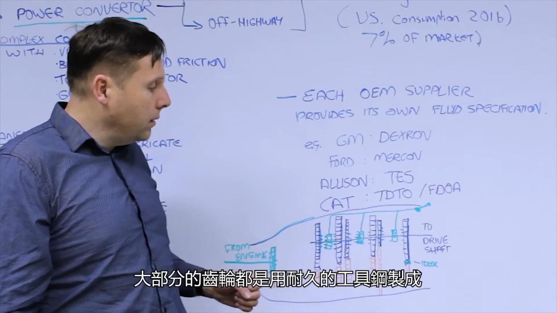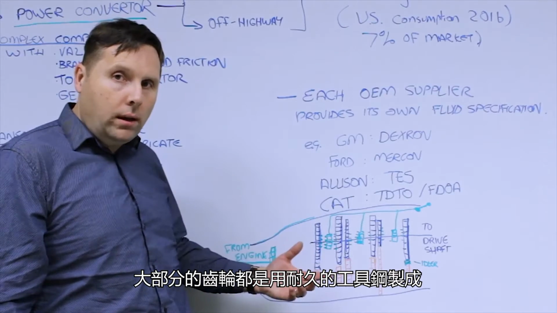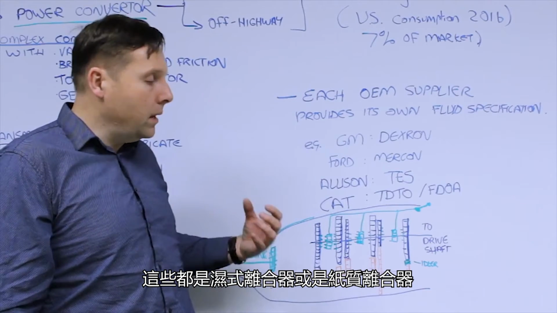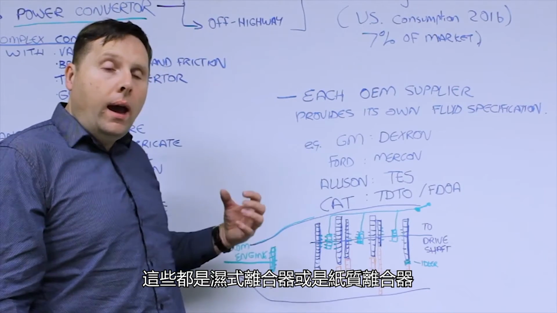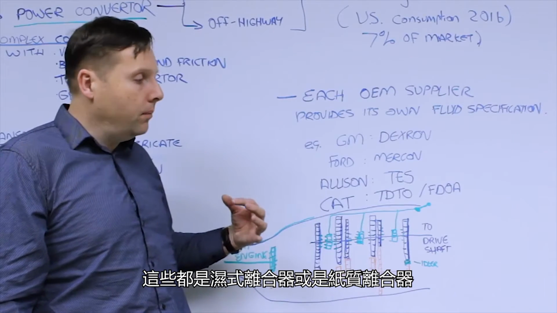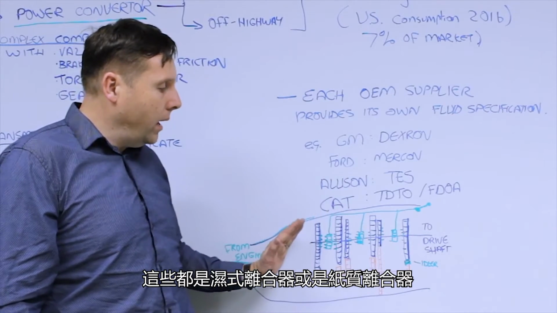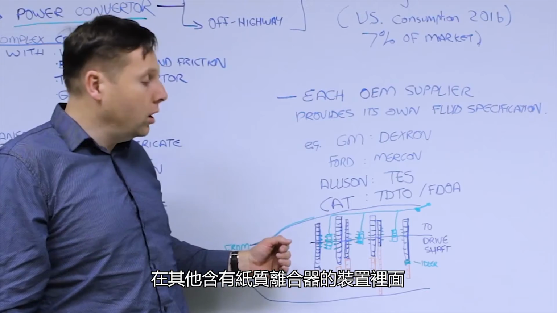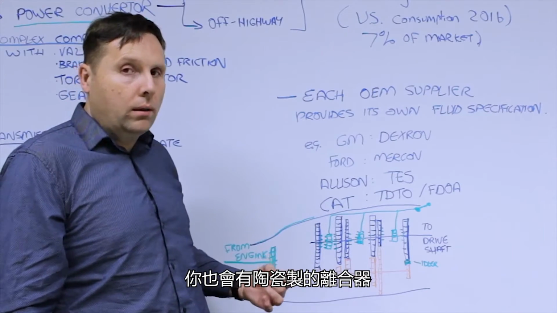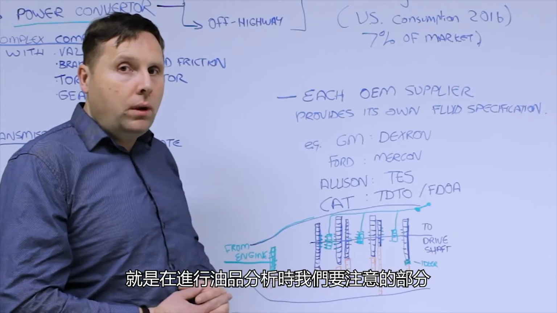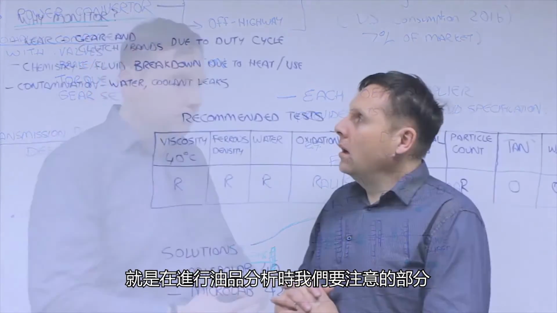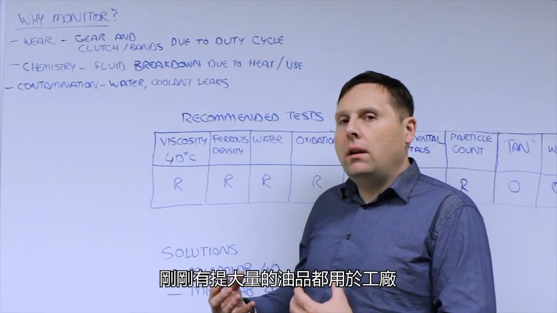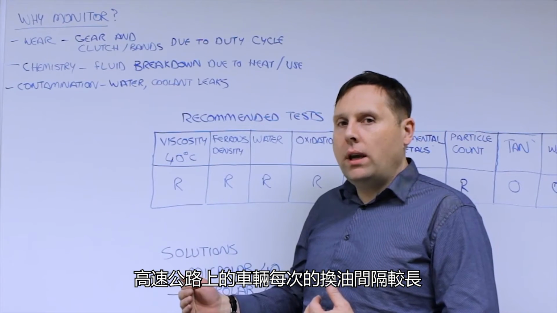Most of the gear sets present in these are made out of tool steels for long life. Then you have a series of clutch bands or torque converters, which, in the case of wet clutches, are made out of paper-based materials, or in other applications where you have a dry clutch, you also have ceramic inlines as well. So these are all components and considerations that we think about when we talk about fluid analysis. So why do we monitor transmission fluids? Well, as we mentioned earlier, a lot of these fluids are factory fill, and there's an extended drain interval.